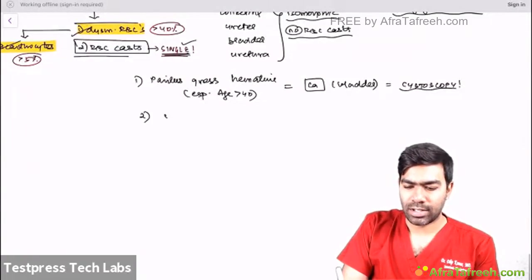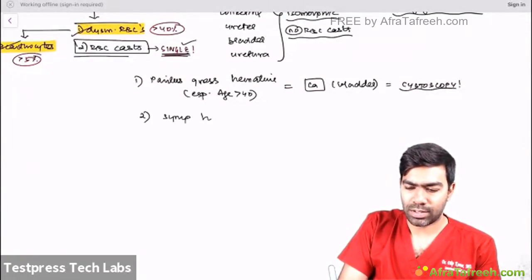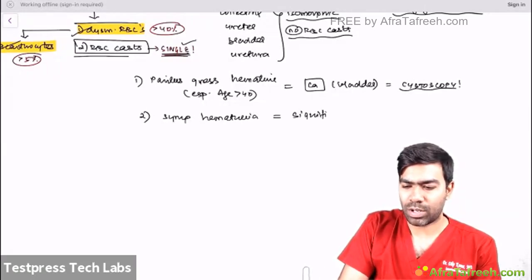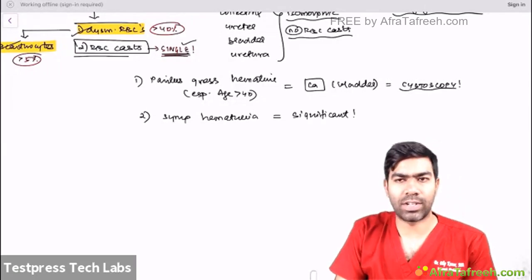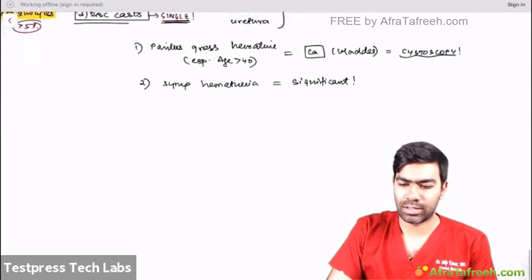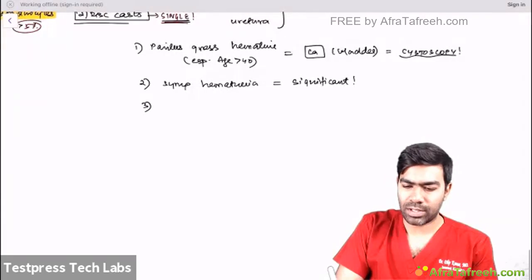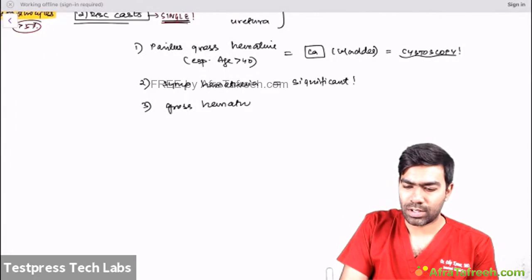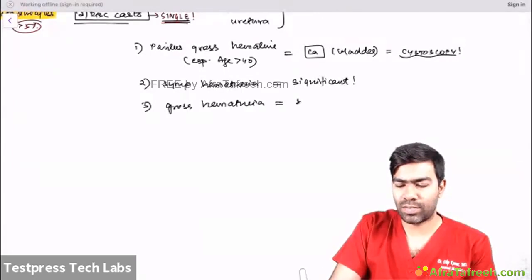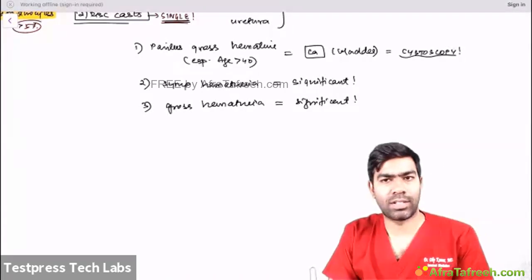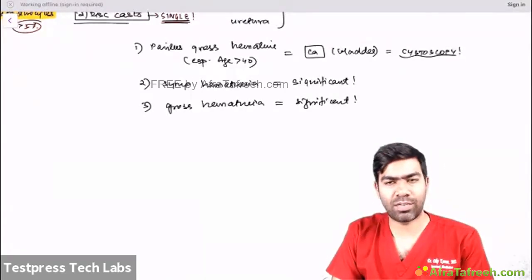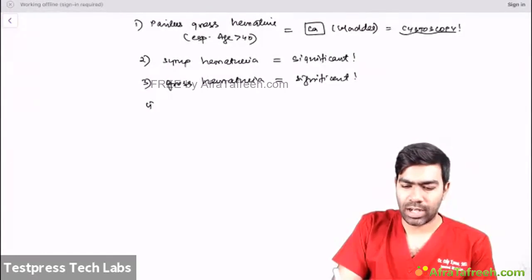Second, any symptomatic hematuria, whether microscopic or macroscopic, is likely to be significant, which means there is some underlying disease. Number three, any gross hematuria, gross blood that is coming, is always significant, which means there is some definite pathology. That's what I mean. It's always significant that you evaluate for pathology.